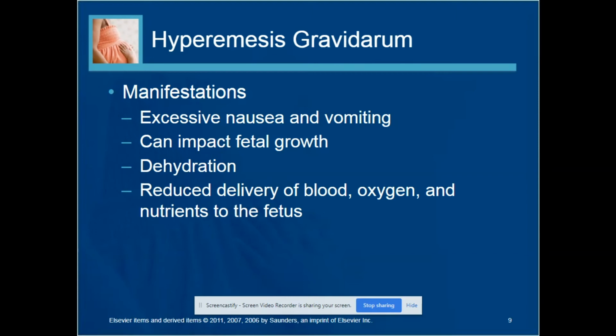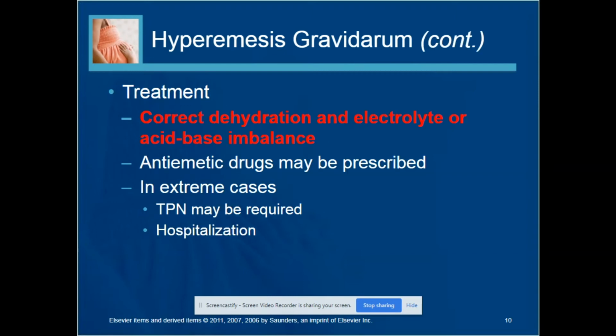During the first prenatal visit, we're going to tell the patient the complications that we talked about on the prior slide so that they can identify any of these. The treatment for this is to correct any dehydration or electrolyte or acid-base imbalance. They may be given antiemetic drugs. Zofran or Phenergan are the drugs of choice. In extreme cases, they may have to be given TPN as total parenteral nutrition, and they may be hospitalized.